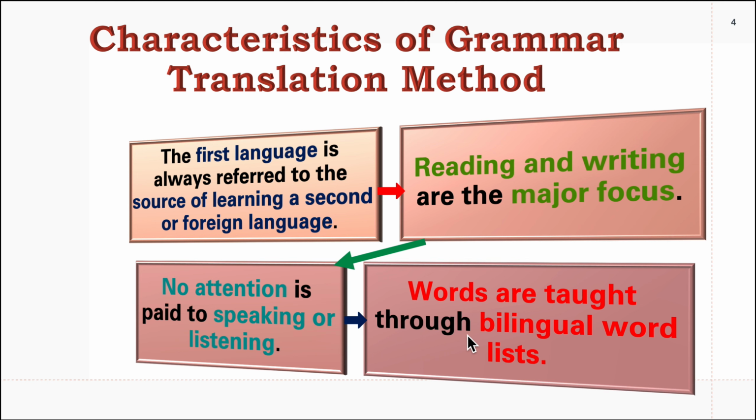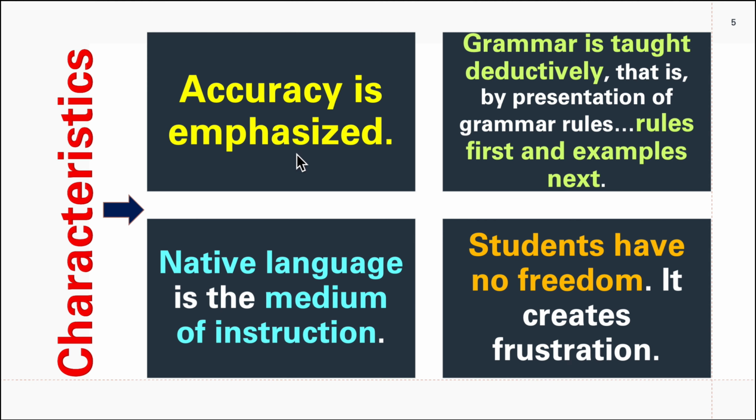Words are taught through bilingual word lists. Characteristics. Accuracy is emphasized. Grammar is taught deductively, that is, by presentation of grammar rules. Rules first and examples next. Native language is the medium of instruction. Students have no freedom. It creates frustration.